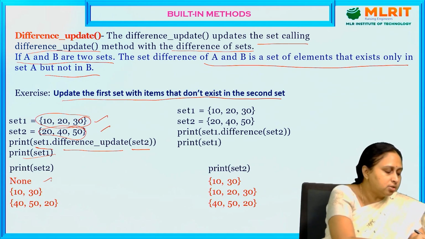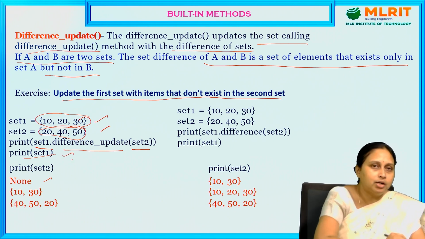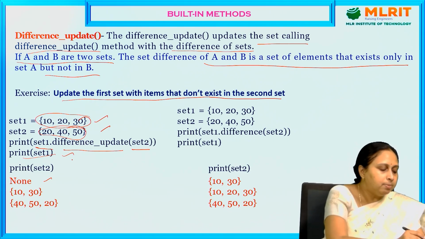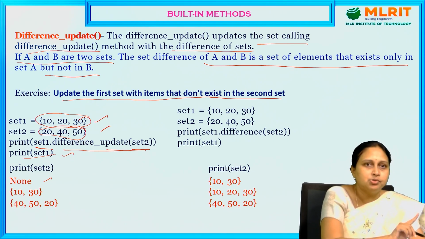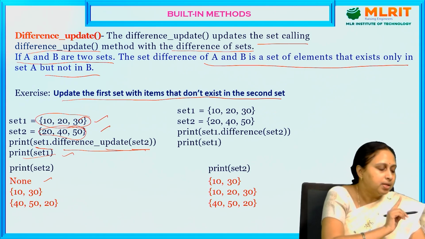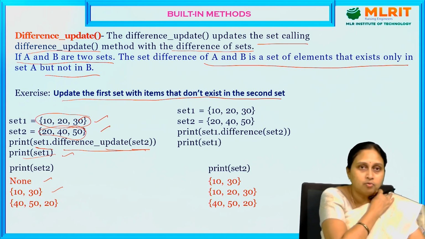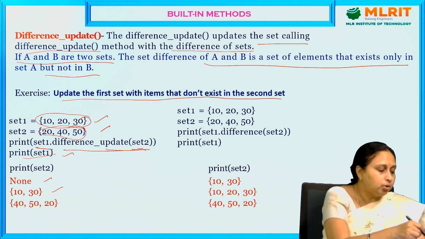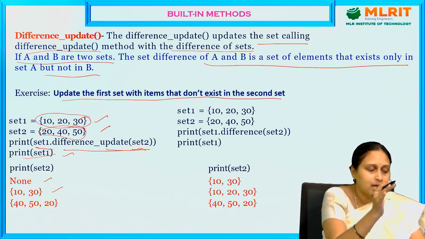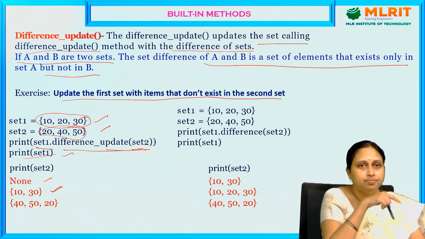In the first print statement, nothing is going to be done, so it is going to print None. And if I try to print set 1, that means it will have been updated with set 2, so it can print the elements. In print set 1, what is it going to print? It is going to print the updation of set 2. In set 2, we have the element 20, which will be removed, and it will print only 10 and 30.